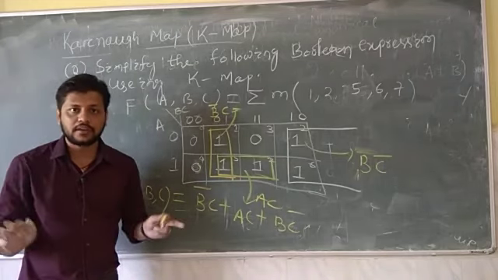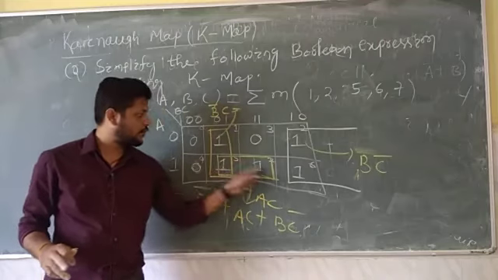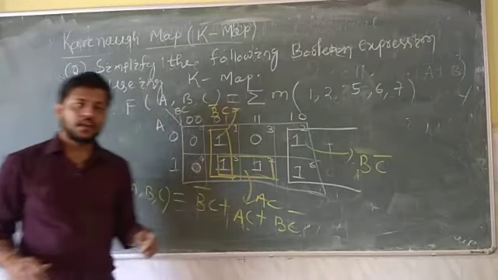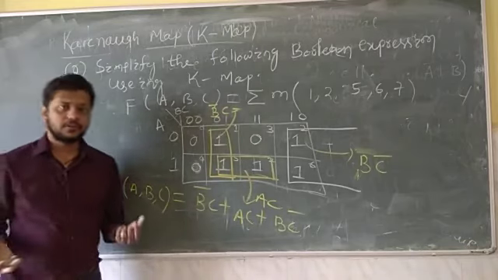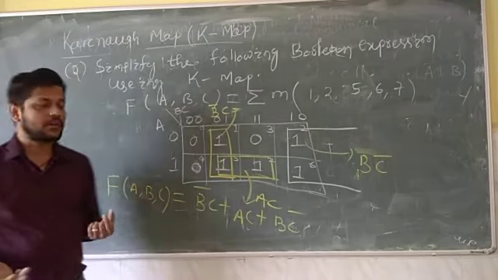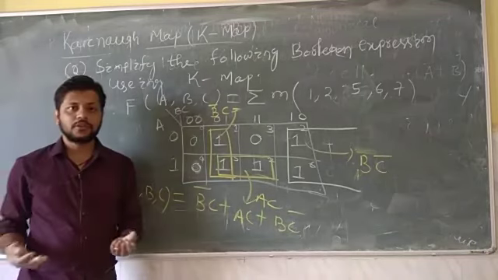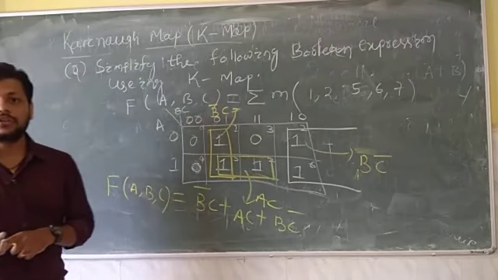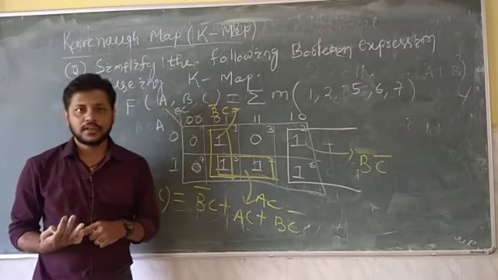If some of the students take this 1, 1 as a pair, you need to take an adjacent pair, this is possible, 1, 1. Here I am taking this 1, 1. But if some of the students take another 1, 1, then also the answer is correct, and that is also another minimized expression. Hence this K-map gives us a minimized expression, but that minimized expression is not always unique.